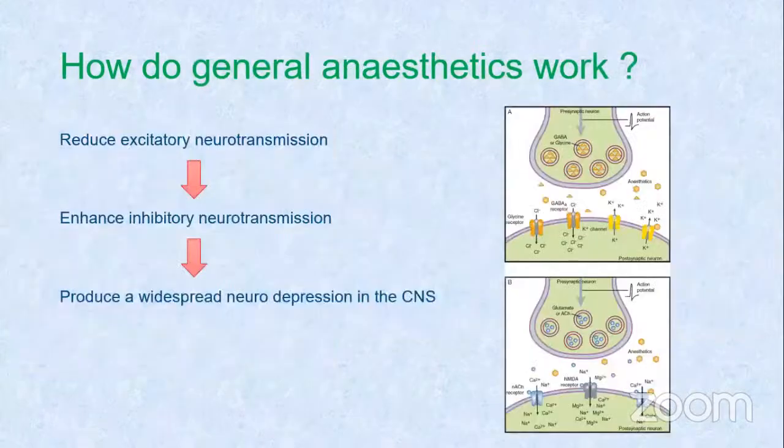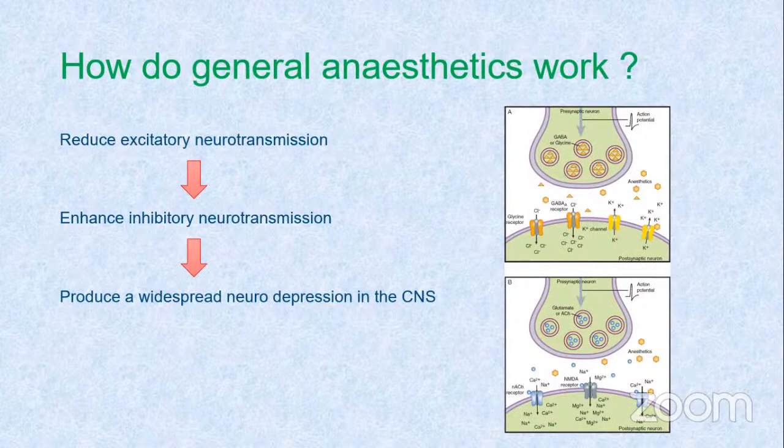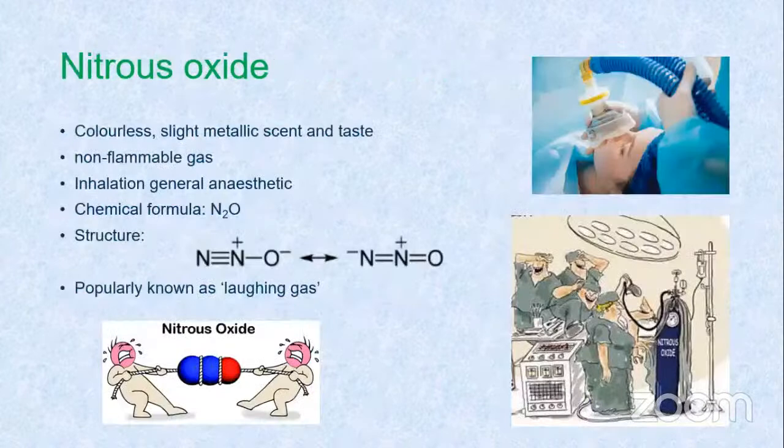And how do general anesthetics work? General anesthetics change the mechanism of the release of neurotransmitters, thus causing whole body anesthesia. Now let's have a look at some of such chemicals.